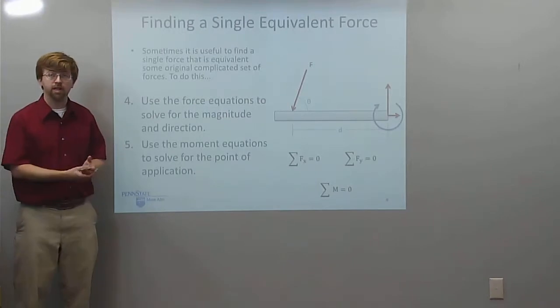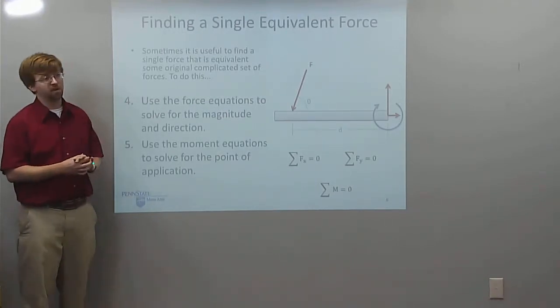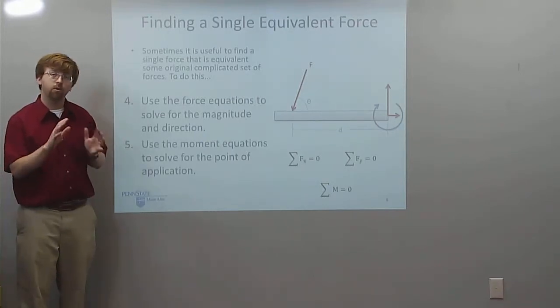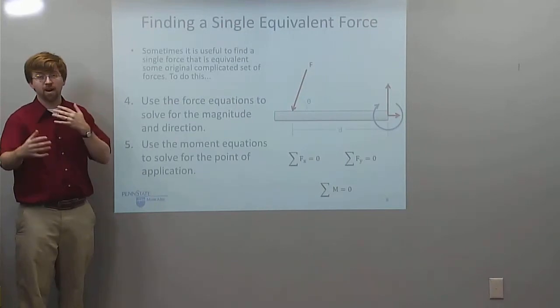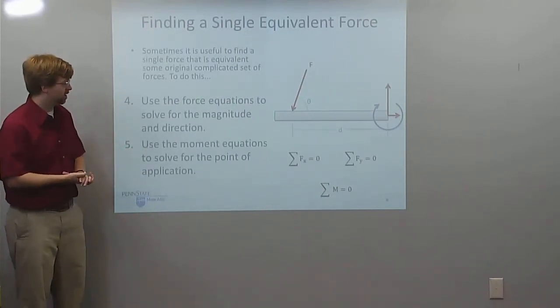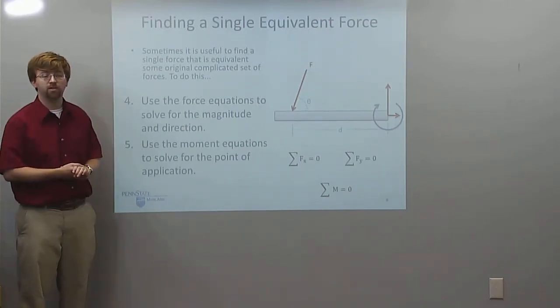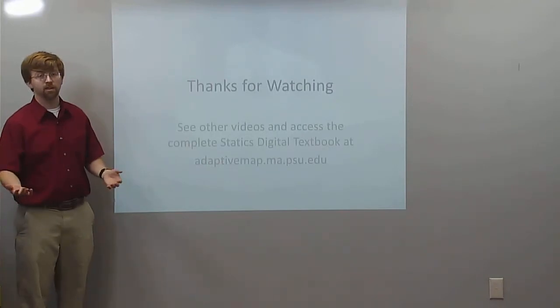I can also do this in 3D problems. It's going to be considerably more complicated because there's going to be a magnitude, two angles for the direction, and then for point of application I have three possible. I'm going to have an x, y, and a z coordinate of the point of application. So I need all six of those equations to solve for that. But with that, that's all I have for statically equivalent systems.